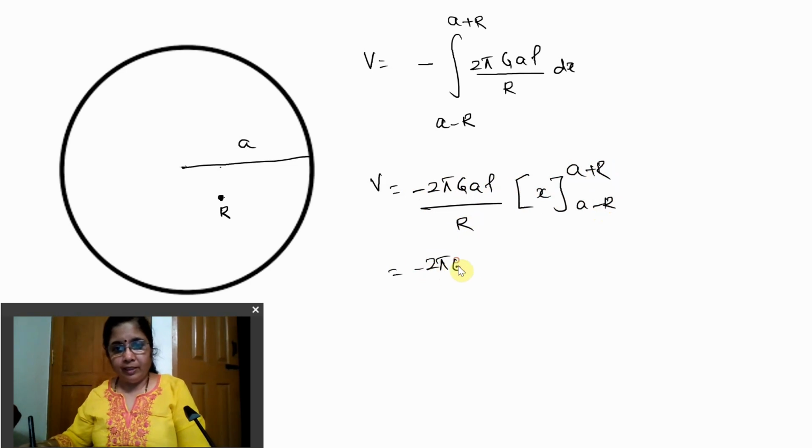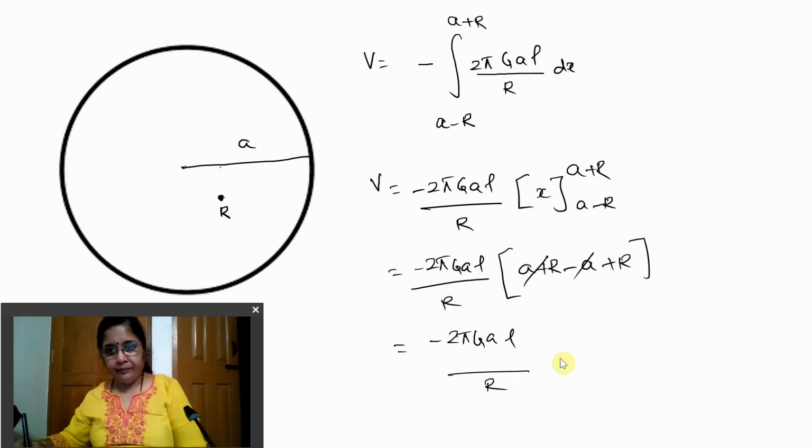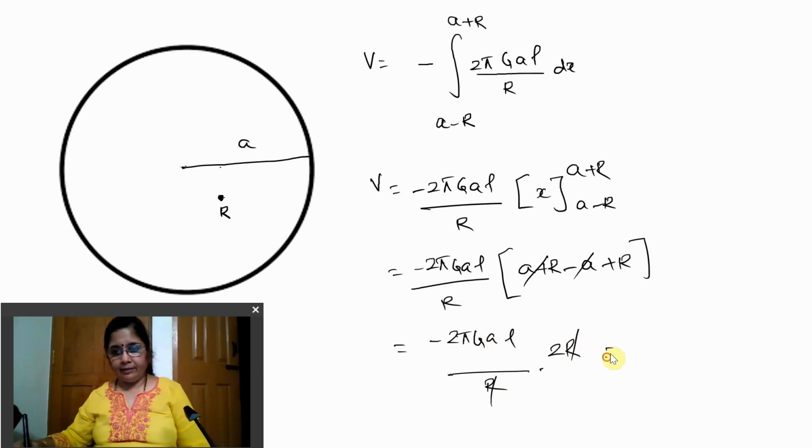So minus 2 pi G a rho divided by R. You are going to have a plus R minus a plus R. Am I right? Minus of minus R is going to become plus R. So a and a are going to get cancelled. Minus 2 pi G a rho by R into 2R. Am I right? So your R and R are going to get cancelled. Minus 4 pi a rho into G.